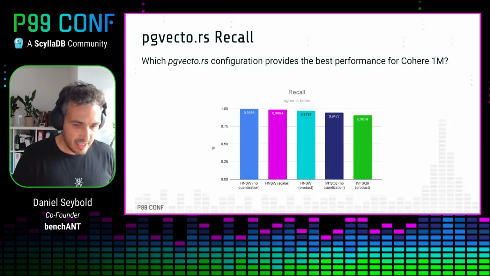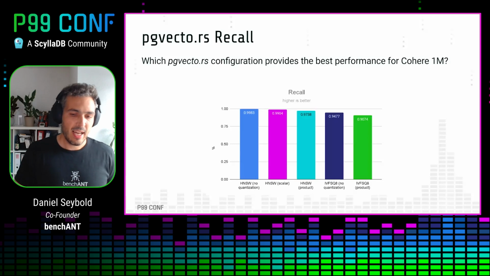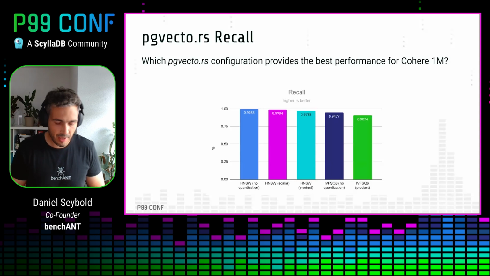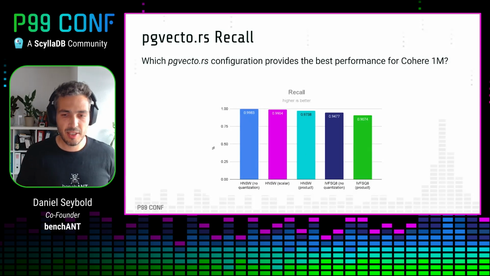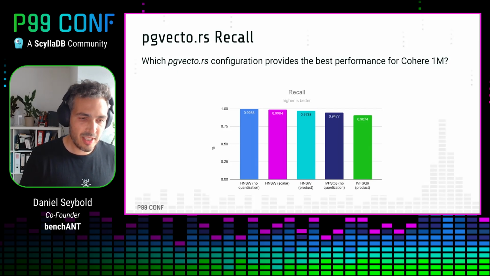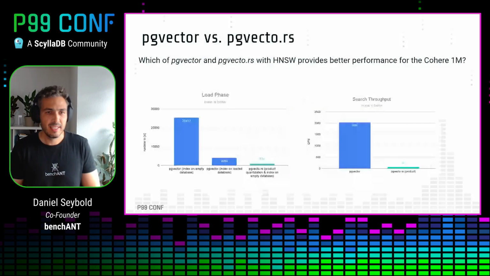The last case study that I want to present today is a comparison between pgvector and pgvector.rs. But as a disclaimer, we were using the default configs for both of them. So we didn't tune any of these extensions at all or to their limit. So there is definitely space for improving the performance for both of them.